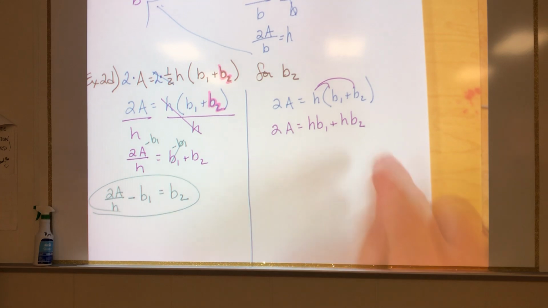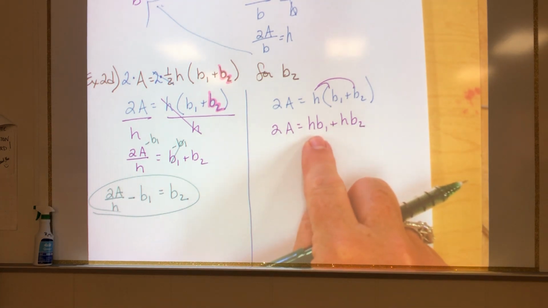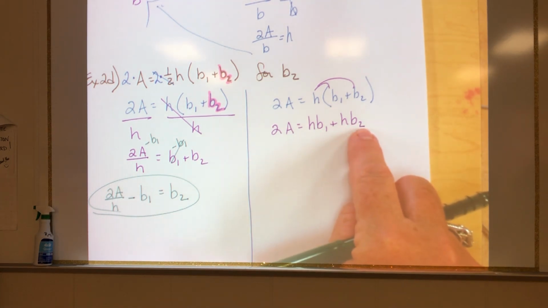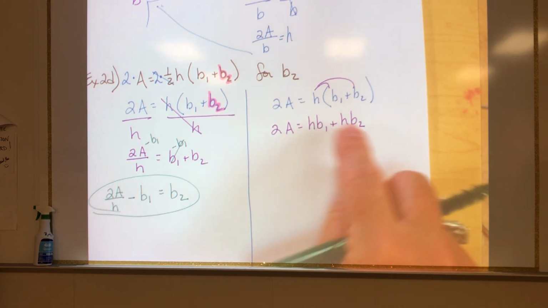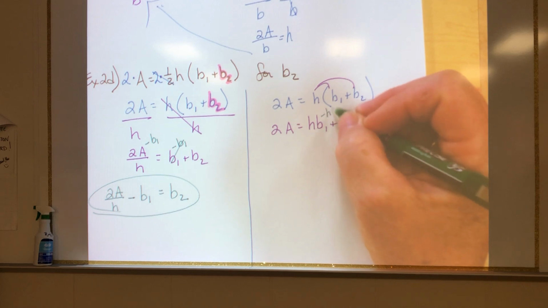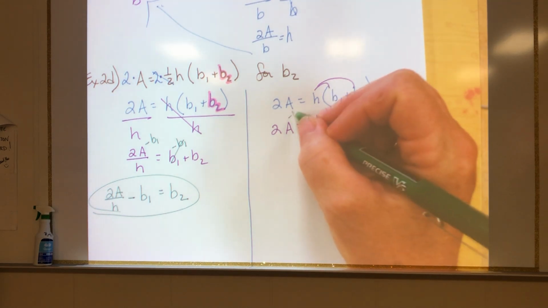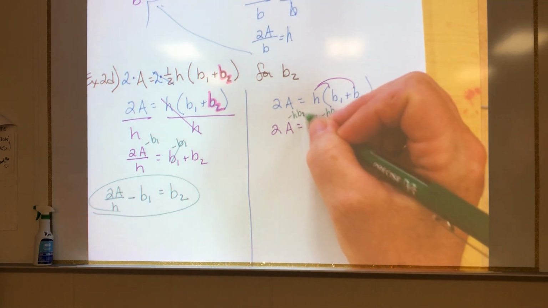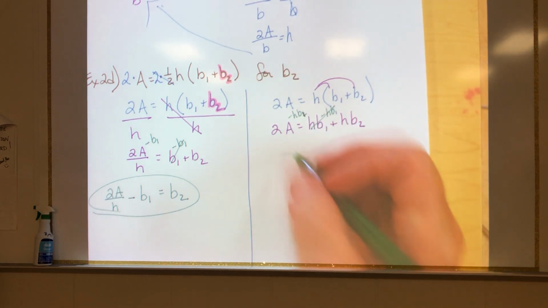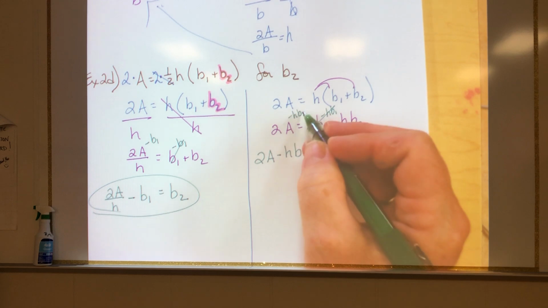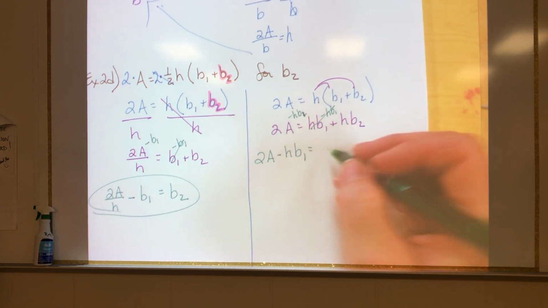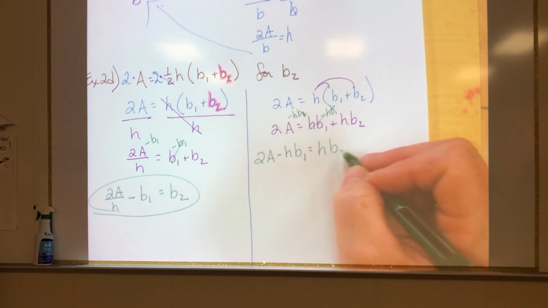Divide by subtract. Yes. Always get rid of this term that doesn't have anything to do with this guy, okay? Always get rid of the term that's away from the variable you're solving for. So I'm going to subtract the HB1 from both sides. Oh, sorry. So that goes away. This is 2A minus HB, that's a 1, I accidentally wrote a 2, is equal to HB2.